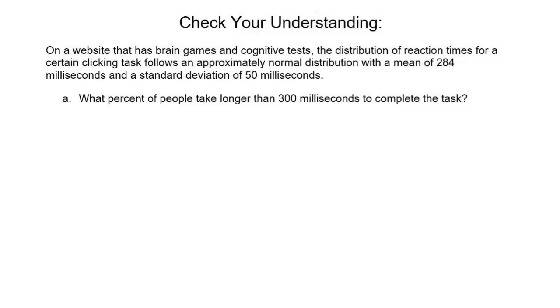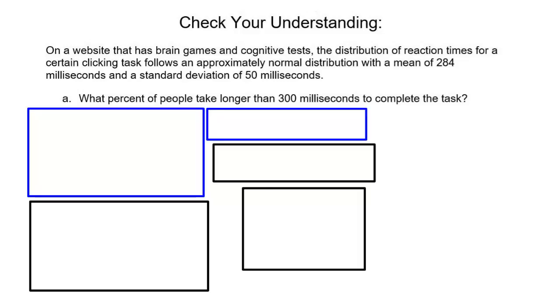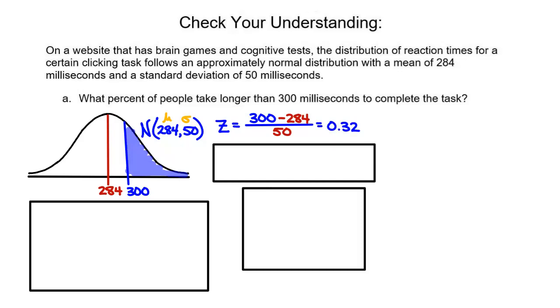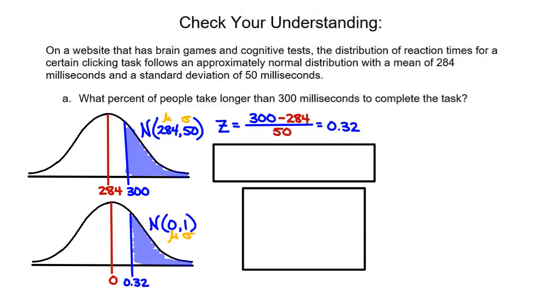All right. For part A, your original sketch should look like this. And then you should have found a z-score. What was the z-score? 0.32. So your standardized curve should look like that.